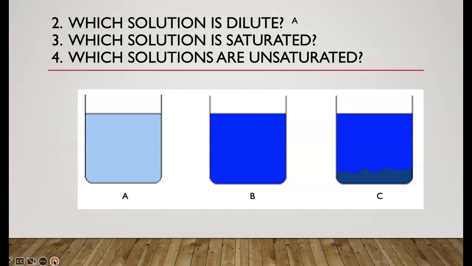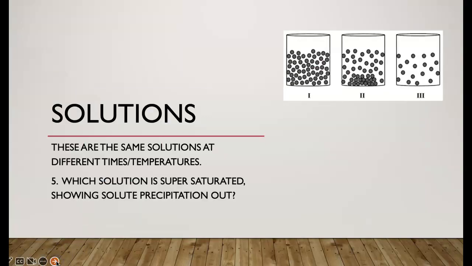So I would say A, of course, is dilute. B, or C, I would say is saturated because I can see that we've got solute settling to the bottom, which tells me that it is saturated. And A and B are unsaturated. If I put any more solute in B and it settled to the bottom, then boom, I know that it's saturated. And that's really the way to find out.